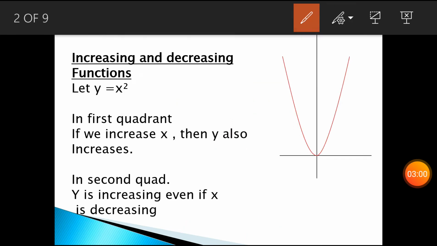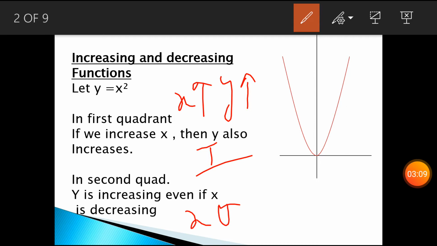So if x is increasing and y is also increasing, then it is the case of increasing. If x is increasing but y is decreasing, then it is the case of decreasing. This is actually a very fundamental concept of increasing and decreasing functions, and it is easy to understand the definition or the meaning of increasing and decreasing functions. So this is the clear concept of increasing and decreasing.